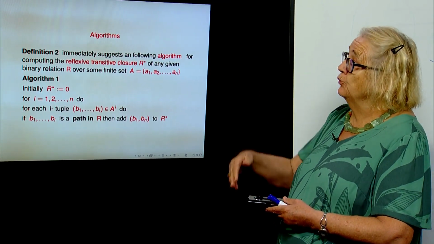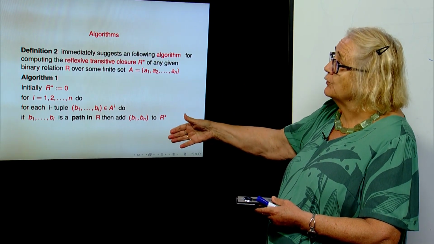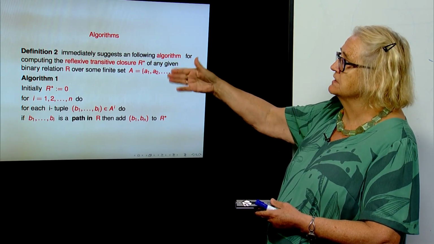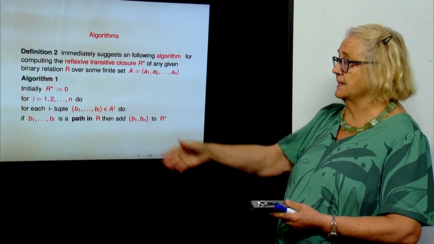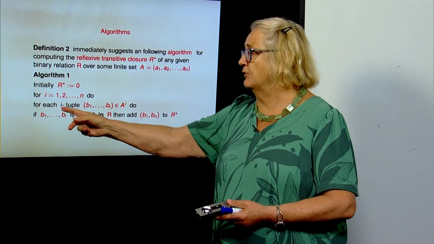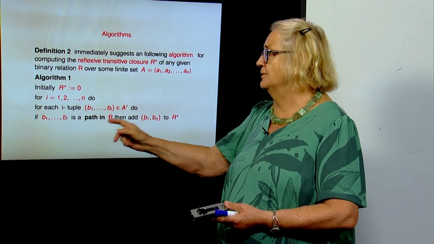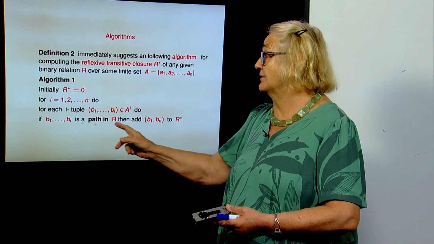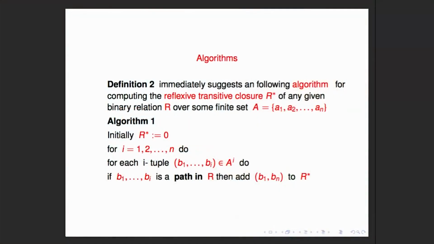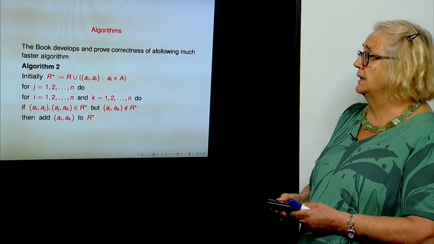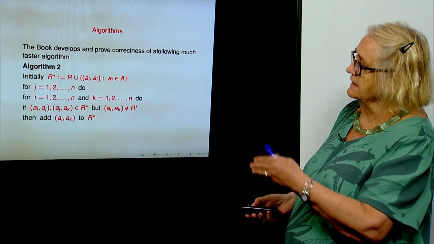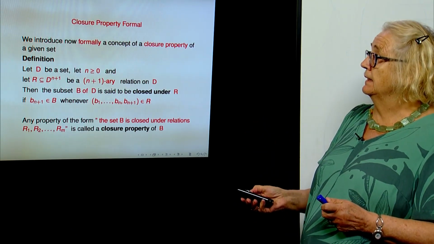And also you have a very nice algorithm to compute the reflexive transitive closure of any binary relation over a finite set, right? So you have this, and then for each tuple, if b1, ..., bn is a path, you add it. Sorry, I have to fix that. And then you have a faster algorithm to do the same.